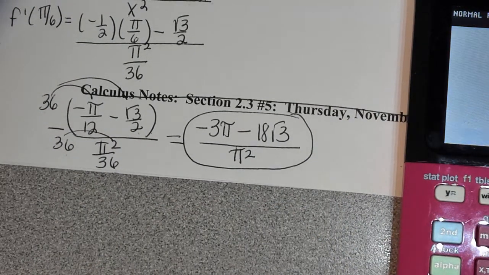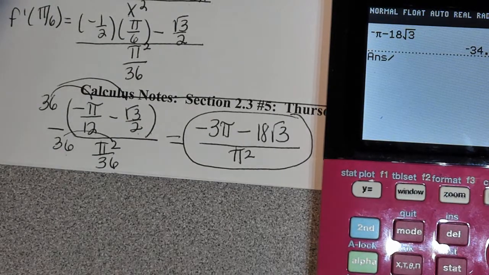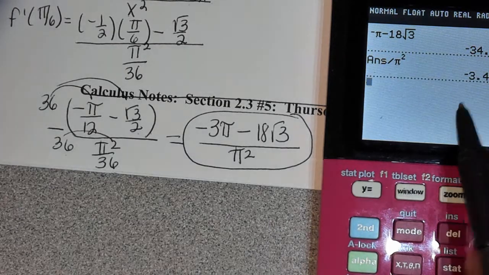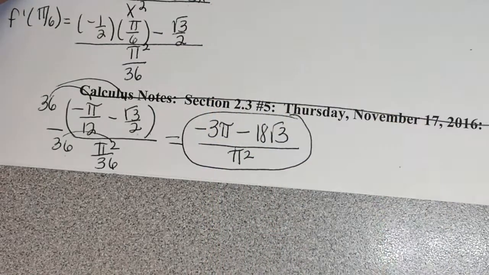So watch again how I can check this. I can do negative 3 pi minus 18 radical 3. I can get that answer. Divide that answer by pi squared. So here's the approximate answer for this. Negative 3.477.